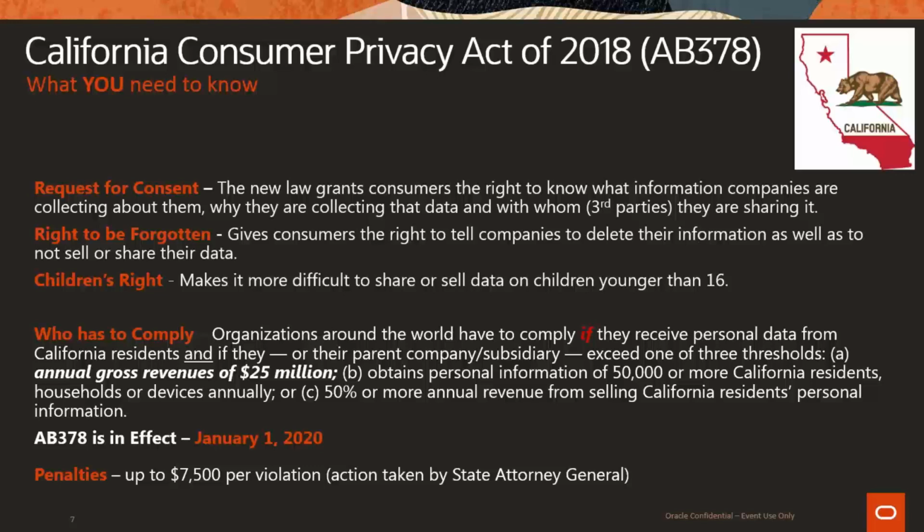Who has to comply? Organizations have to comply if they receive personal data from California residents, even if you're a parent or subsidiary company, and if your annual gross revenue is 25 million. So most customers would hit that very easily. This went into effect about 3 weeks ago. So I'm not aware of any customers that have had complaints against them or a breach. The way they do the penalty is the state attorney will take action. It's going to be $7,500 per violation.